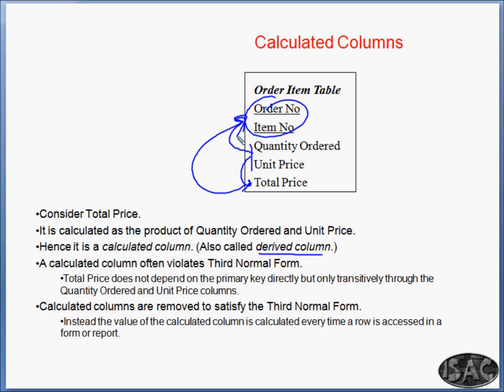Total price does not depend on the primary key directly, but only transitively through the quantity, order and price. Calculated columns are removed to satisfy the third normal form. Instead, the value of the calculated column is calculated every time a row is accessed in the form of a report.